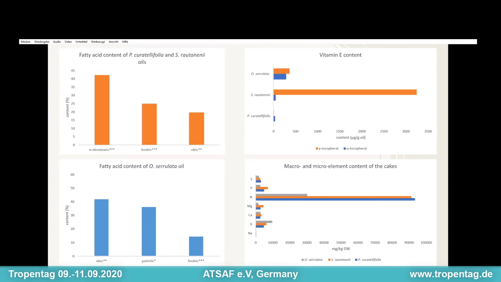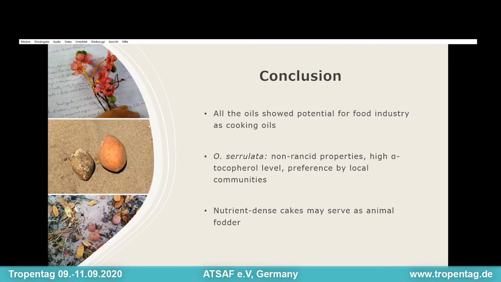The last graph illustrates that the cakes remaining after the oil extractions are quite rich in some of the essential macro and micronutrients, including nitrogen, phosphorus, sulfur, natrium, potassium, calcium, and magnesium. The results indicate that all tested species have the potential of being introduced into the food industry as cooking oils.